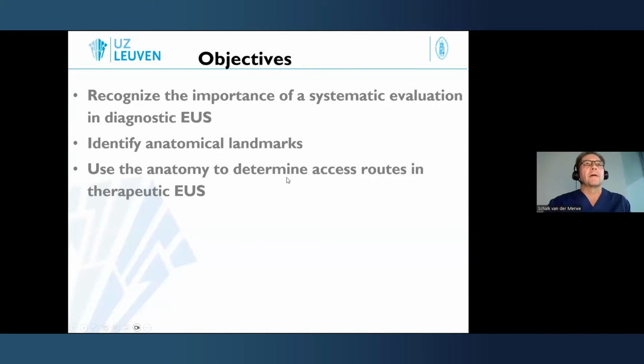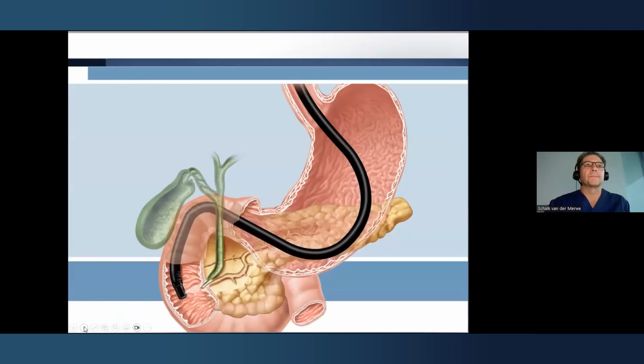So the objectives of my talk will be to convince you of the importance of a very systematic evaluation when performing a diagnostic linear EUS. The importance of identifying the anatomical landmarks in a systematic way that will take you from the one to the other, so that lesions are not missed because you skip and omit to really do this in a systematic way. And of course, the use of the anatomy to determine access routes in therapeutic EUS will also be discussed.